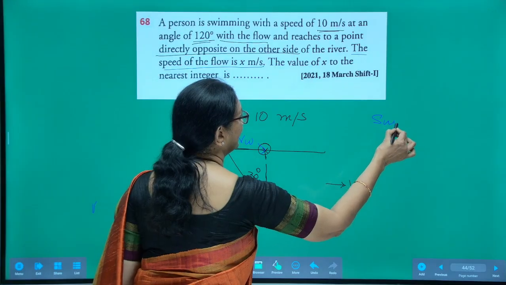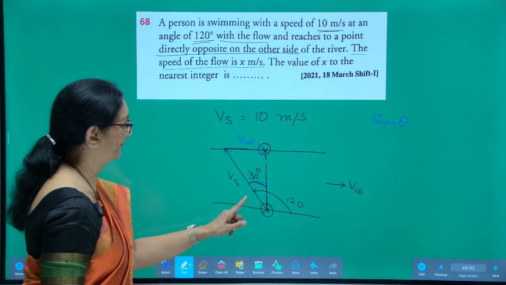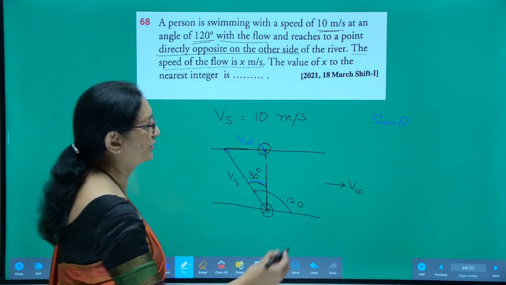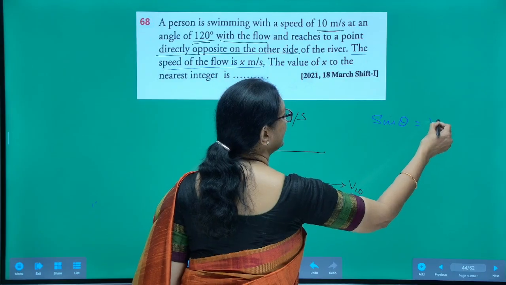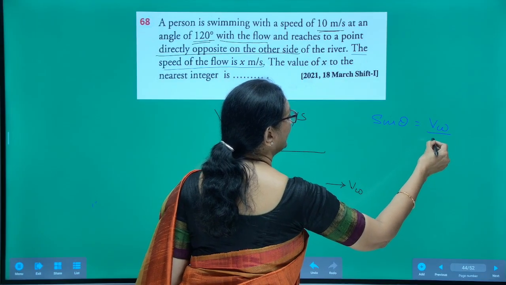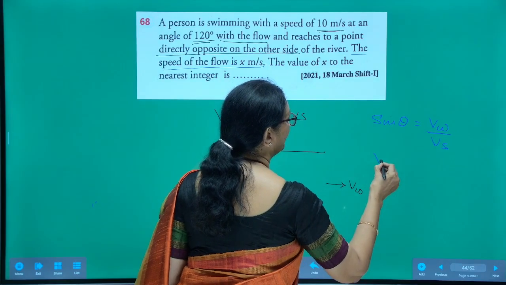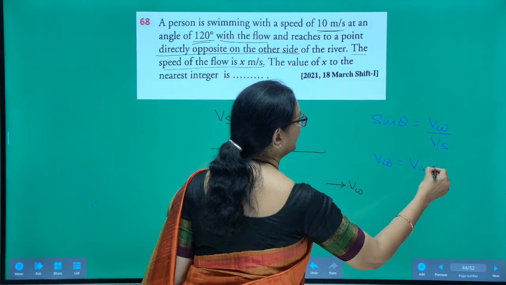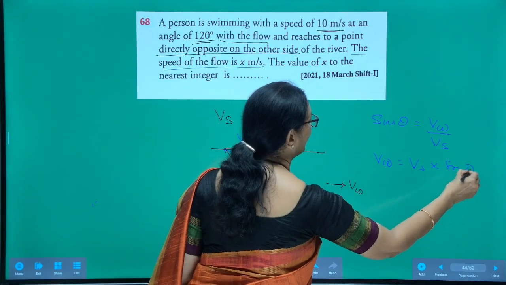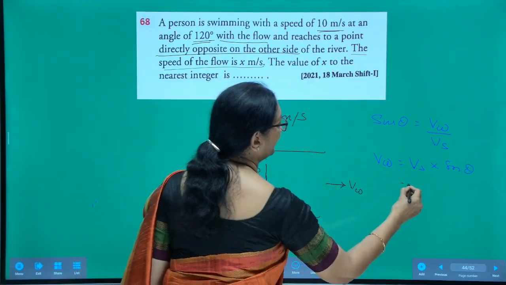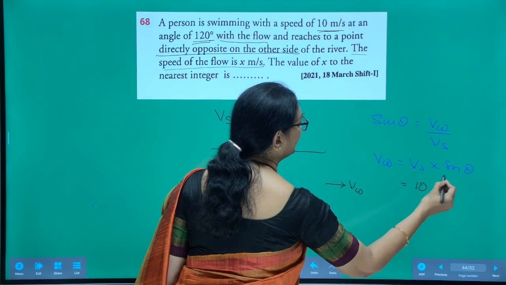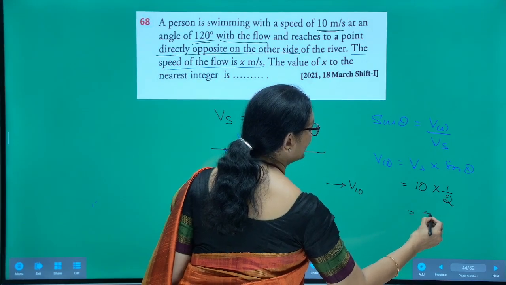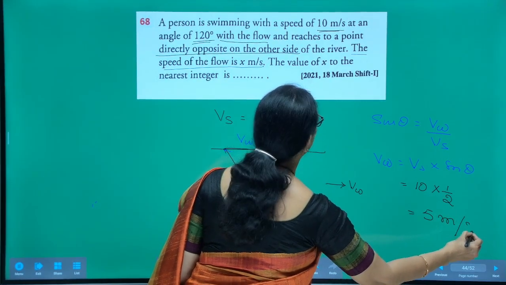From that diagram, what is sin theta? Sin theta is equal to opposite side by hypotenuse. So sin theta is velocity of water by velocity of the swimmer, from which velocity of water is velocity of swimmer into sin theta. Swimmer velocity is given as 10 meter per second, theta is 30, sin 30 is half, so the answer is 5 meter per second.